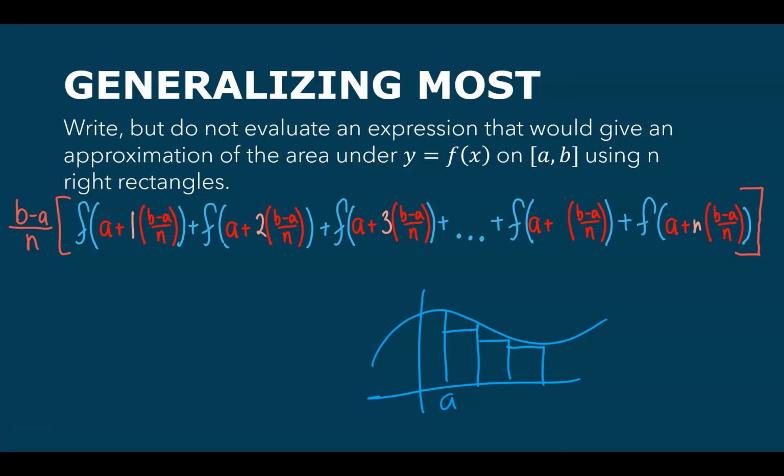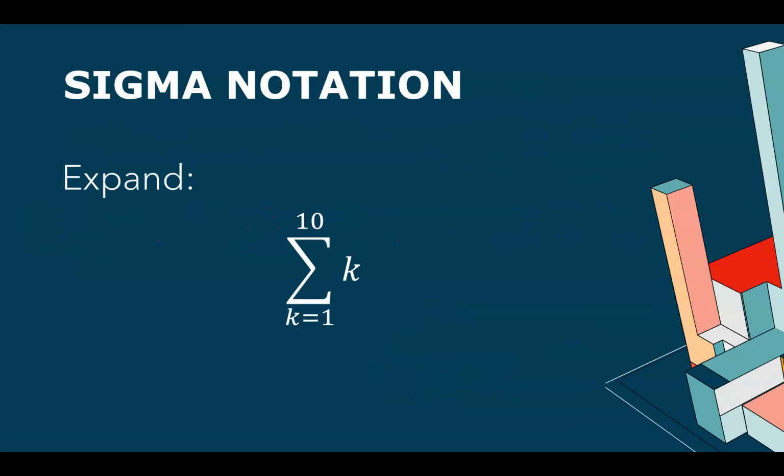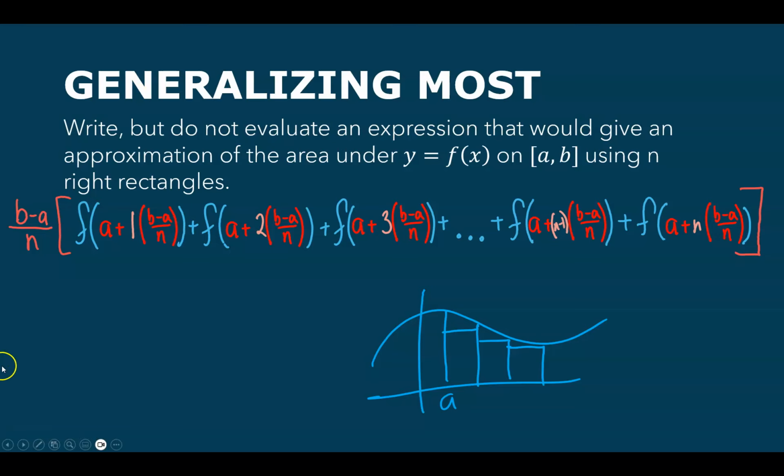n rectangles away, n widths away from the left-hand endpoint, and hopefully you can see the n's divide out. a minus a is 0. So that last input, again, is b. And of course, the penultimate term has an n minus 1 there. Okay, that's actually all we need. If you got that, you are going to be good to go.